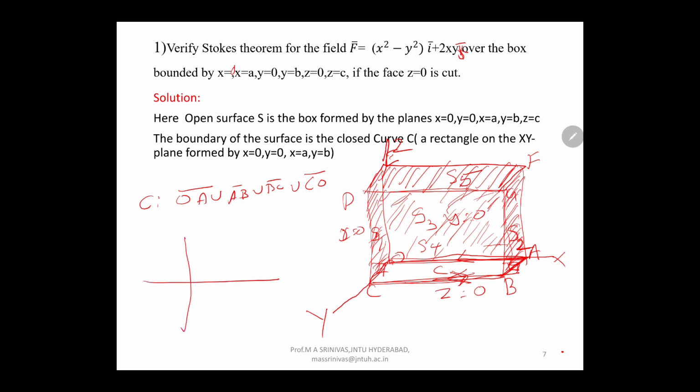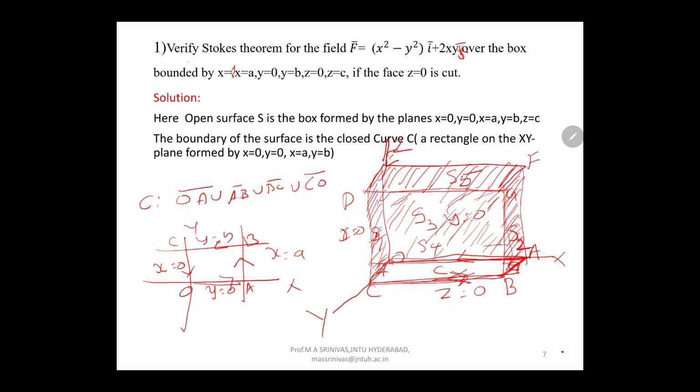This is on the XY plane. This is the x-axis, the y-axis, and this is x equal to a. This is y equal to b, this is y equal to 0, this is x equal to 0. This is my C, O, A, B, C. This is my surface. It contains five faces. So we understood what S is and what C is.